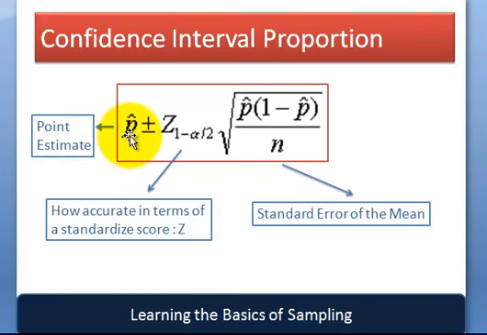We're going to start with our p hat, which is our point estimate, our proportion estimate, plus or minus our standardized score, just like we did before. And we could show you how to get that in the table in all our examples, times, once again, the standard error of the mean. But this time the standard error of the mean looks a little bit different. It's the square root of p hat times 1 minus p hat, divided by n. Let's break this down and understand it a little bit.